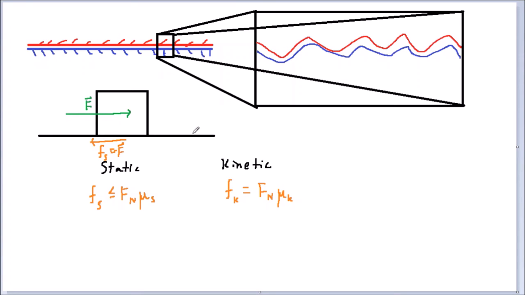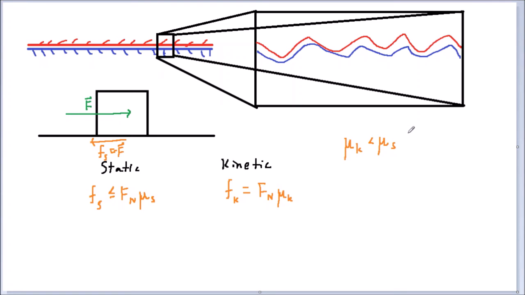Well, because for pretty much any two surfaces, mu sub s and mu sub k are going to be different values. They're just dimensionless coefficients that affect the friction force. And in pretty much all cases, mu sub k is going to be less than mu sub s.